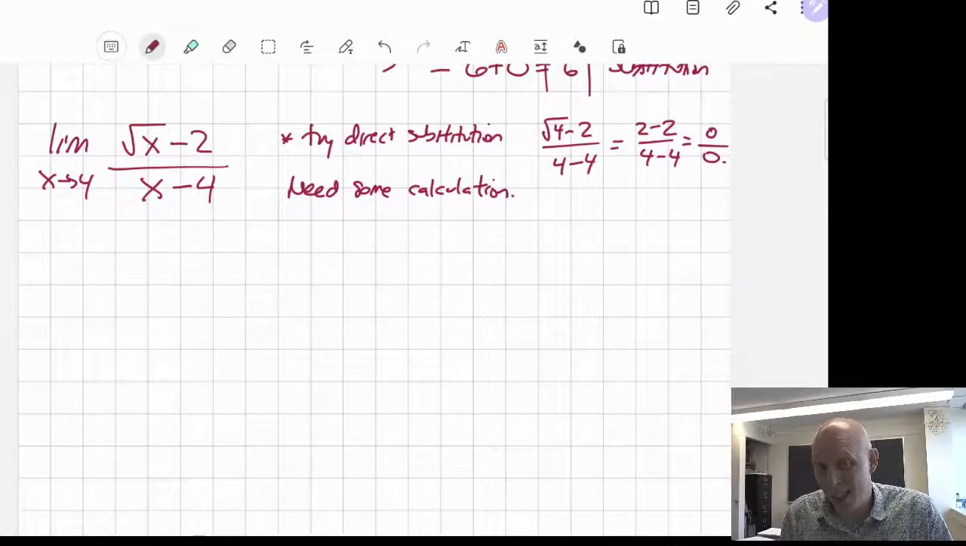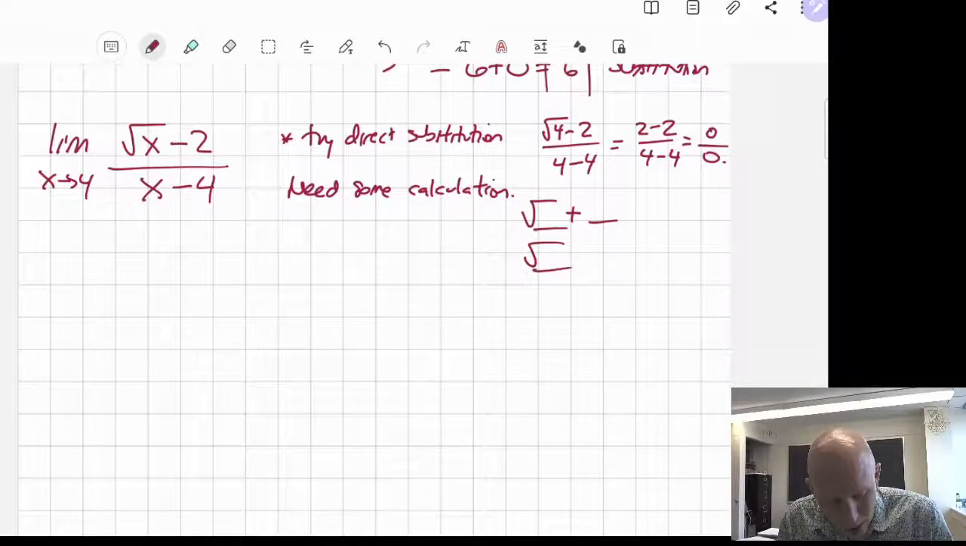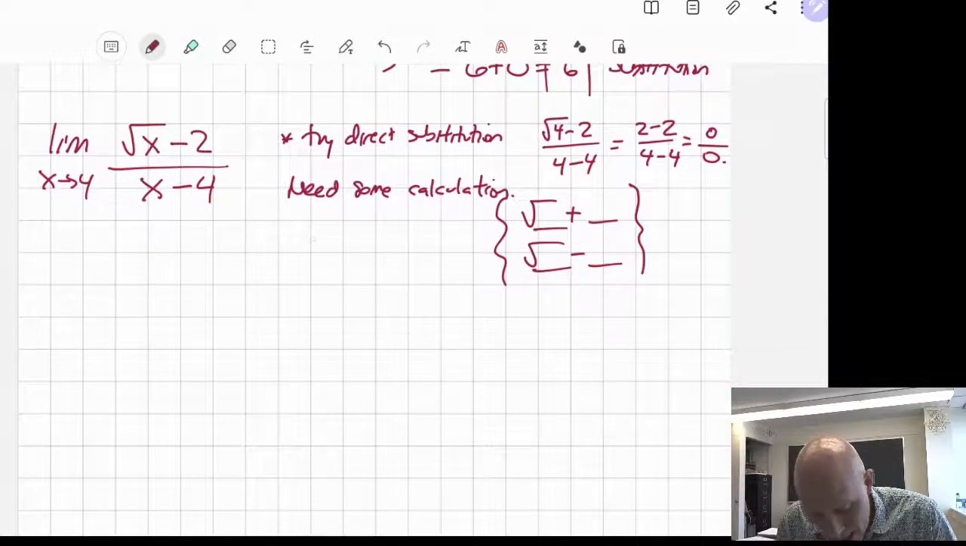Okay, so what's the calculation we can do here? Well, when you have a square root of something plus something, or a square root of something minus something, one of the things that you can try is rationalizing.